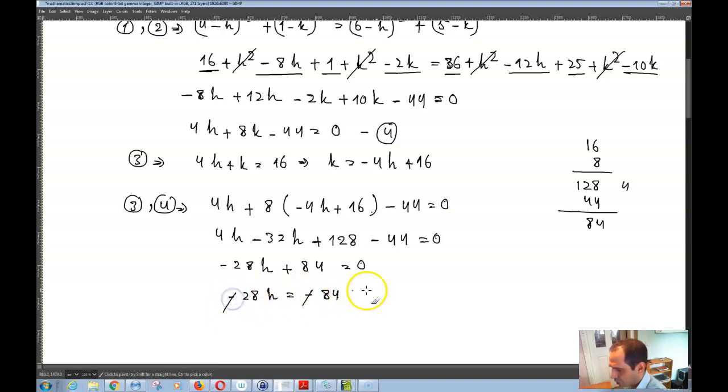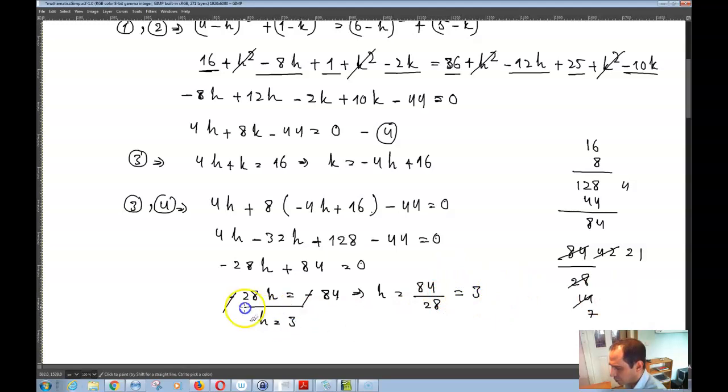These two you can cancel out, and so h is equal to 84 by 28. 84 by 28, divide by 2, you get 42 by 14, divide by 2, 21 by 7, and that's 3. So your h is equal to 3.